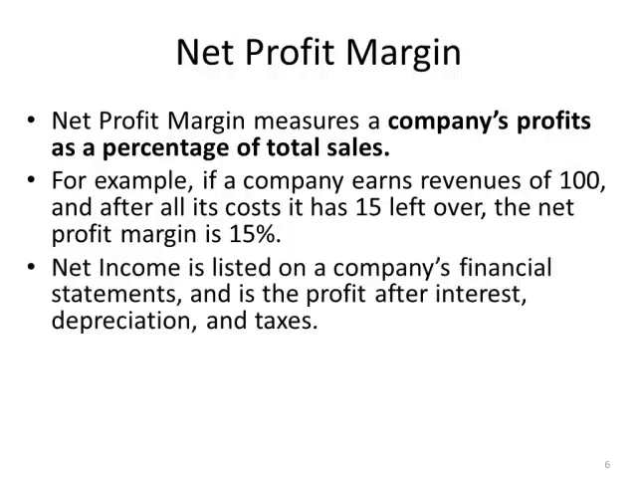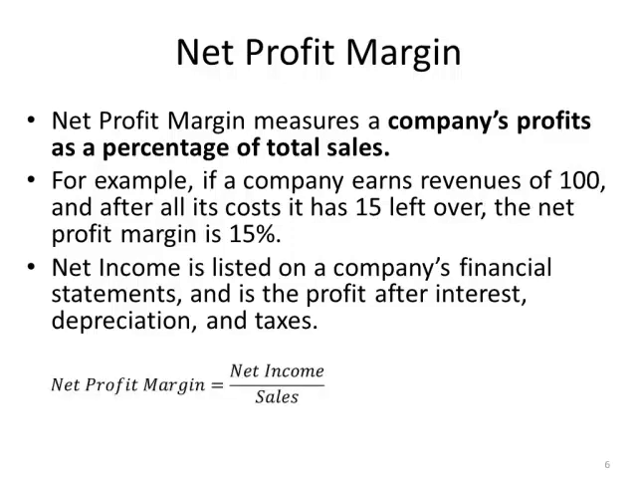In general, you can always find net income on a company's financial statements. So if you go to its income statement, it'll be the profit after interest, depreciation, and taxes. So the key thing about net income is that it's looking after everyone has been paid, right? So all of the company's costs have been covered, and it's what is left over. And this would be the net income.